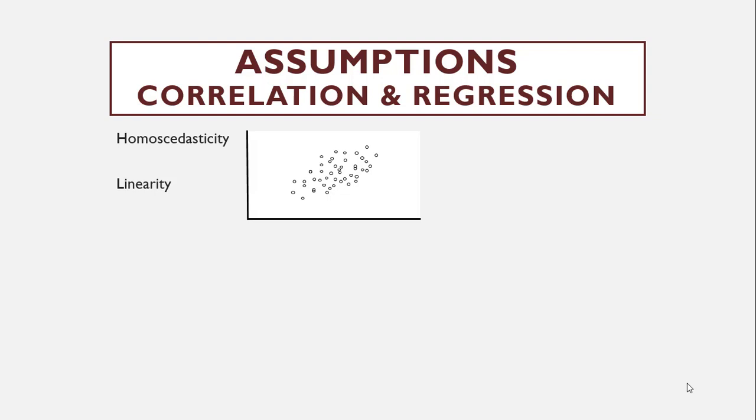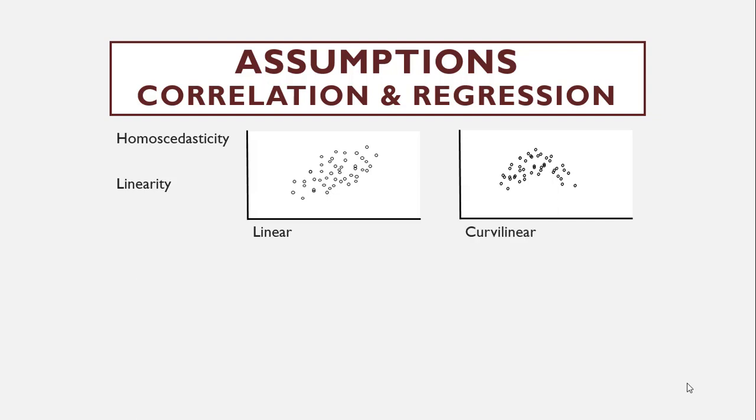Another assumption is linearity. With linearity, we can see a relatively positive linear association here, where we could draw a nice, fairly straight line to represent the association between X and Y. By contrast, before, we saw that curvilinear relationship.